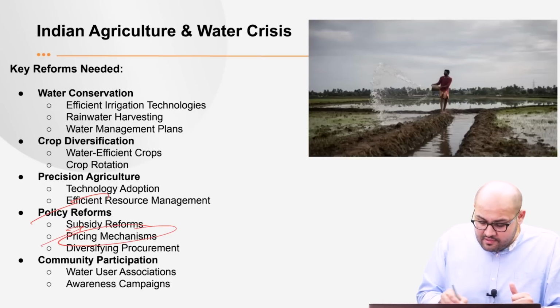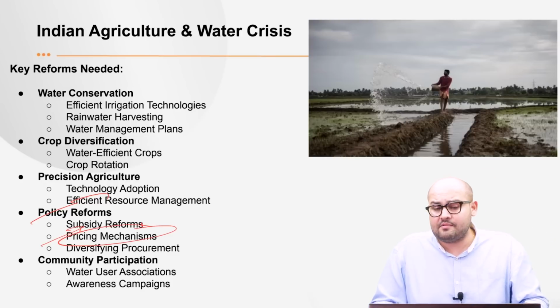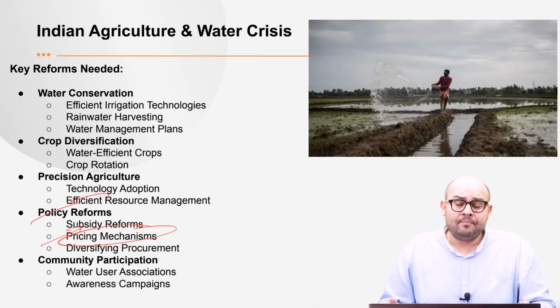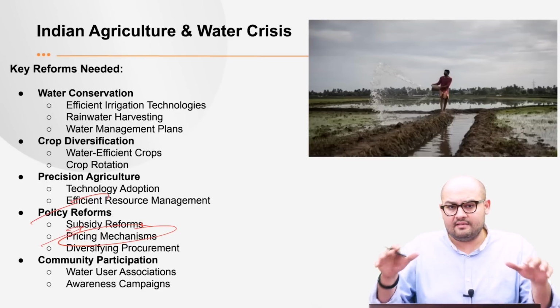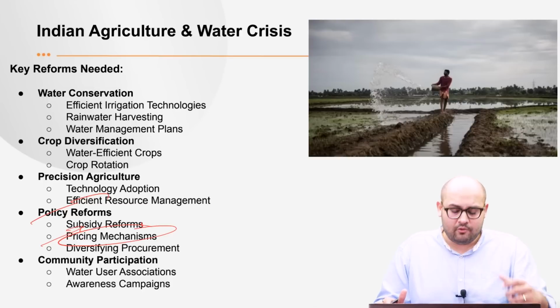Next, pricing mechanisms. So there has to be adequate pricing mechanisms for these sources. Governments need to make sure that these resources are actually priced in such a manner that they reflect the market levels, right? They reflect the market scenario.